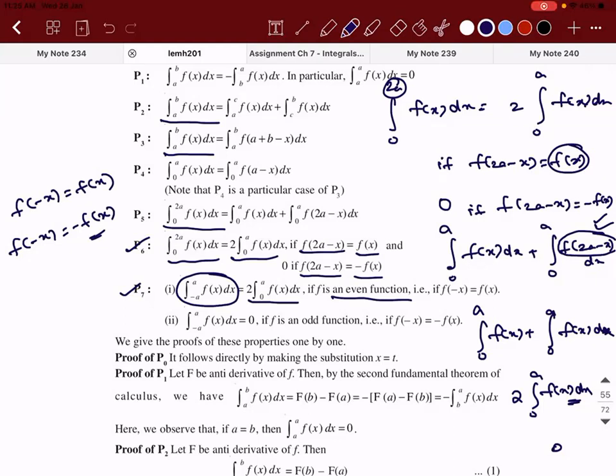Okay. So the difference between the 6th and 7th property is that in the 6th property, the limits are between 0 to 2a. The 7th property is between minus a to a. A negative value to a positive value will give you 2 times the integral of 0 to a of f of x dx if the function f of x is even, and it will give you 0 if the function is odd.